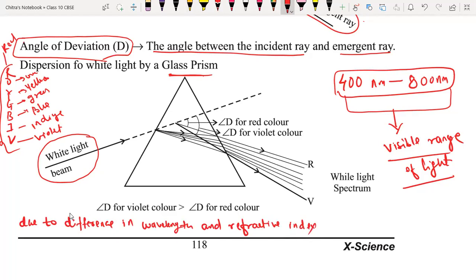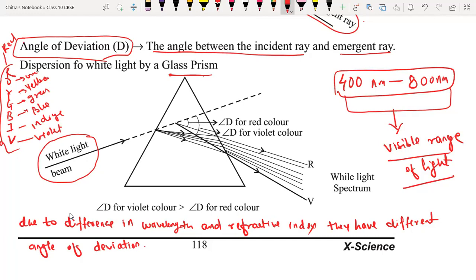Due to the difference in wavelength and refractive index, they have different angles of deviation. So due to the difference in angle of deviation, they deviate at different angles. Everyone, you're getting the point.